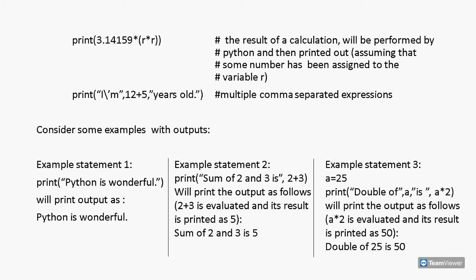Example statement 3. a = 25. print("Double of a is", a*2). This will print the output as follows. a*2 is evaluated and its result is printed as 50. So the output becomes: Double of 25 is 50.